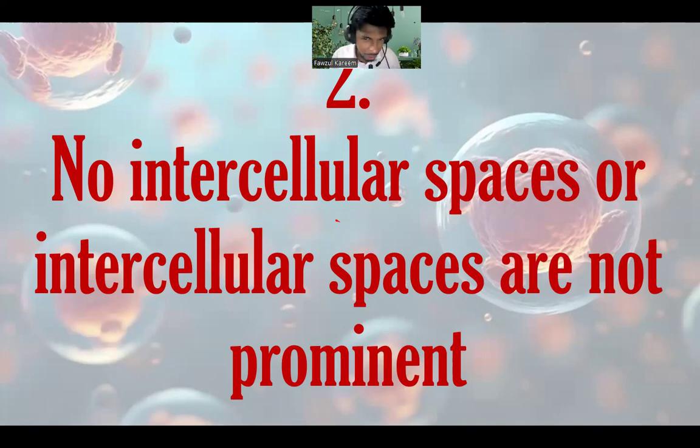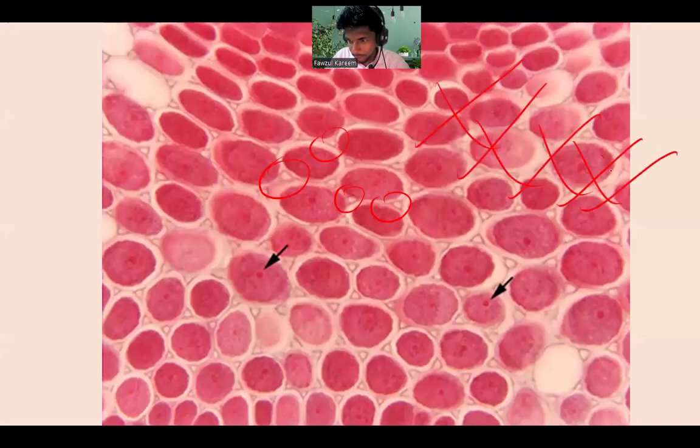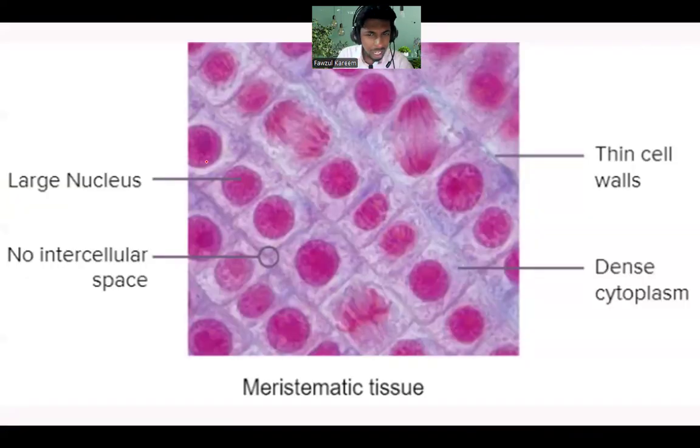Before moving to this one, you may ask, sir, what is intercellular space? So here you can see in this cell some intercellular space, the space between the cells. In this cell we have intercellular space, but this is not the meristematic tissue. This is the meristematic tissue. I have placed this image to explain the intercellular space. So now you know what intercellular space is. Can you say whether the meristematic tissue has intercellular space? Here, can you see any intercellular space?